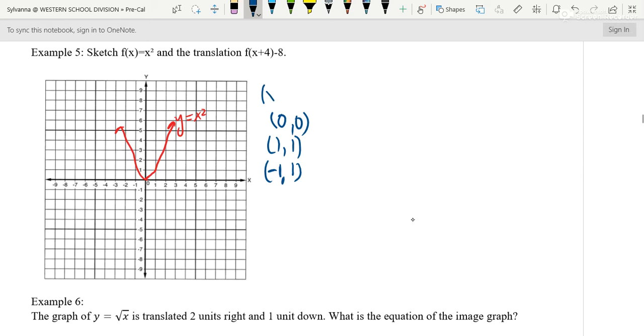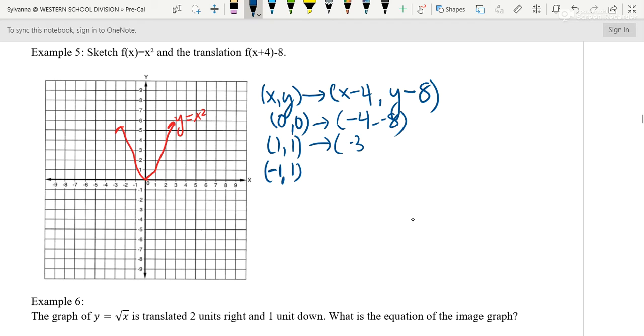Okay, so we want to go from (x, y) to a translation of x minus 4. Remember, it's plus 4 means we're going to move 4 to the left, so that means it needs to subtract. And then our y value is going to be subtract 8 from our y values. So now my new points will be (-4, -8).